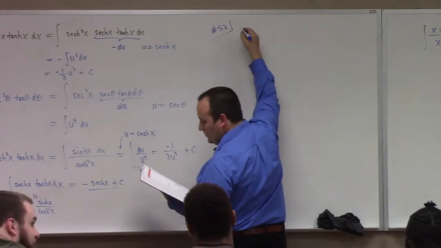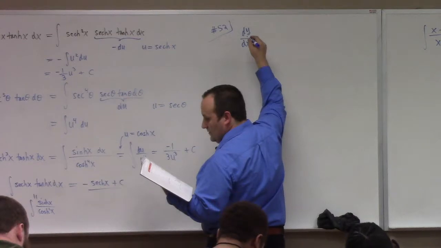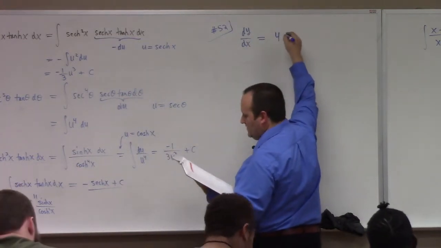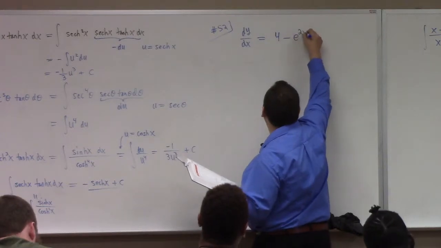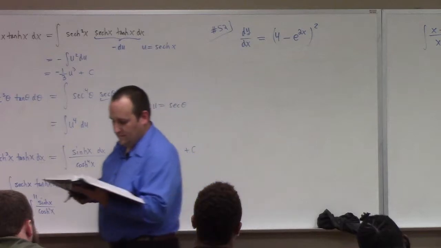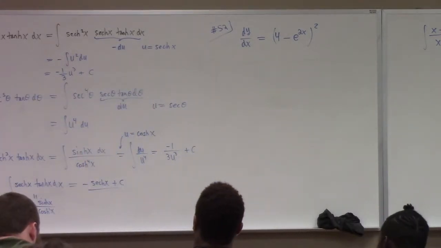Number 52, dy/dx is equal to 4, what is this? 4 minus e to the 2x quantity squared. And we're supposed to do what? Solve this differential equation. I have good news for you guys.